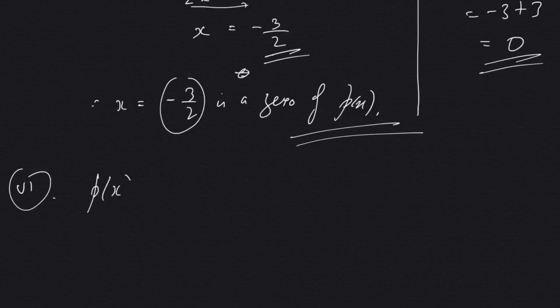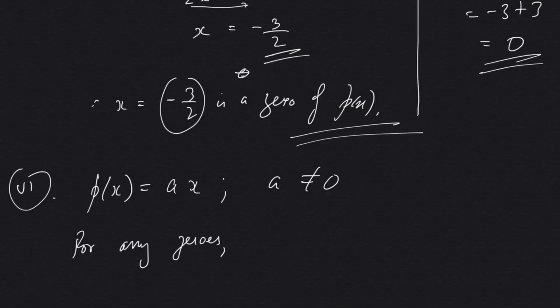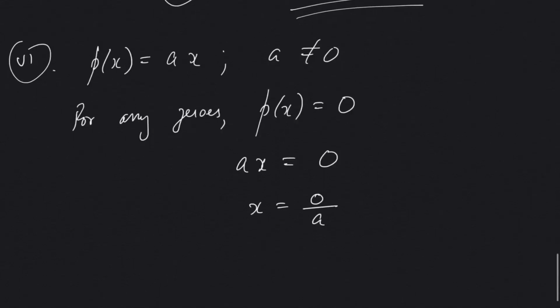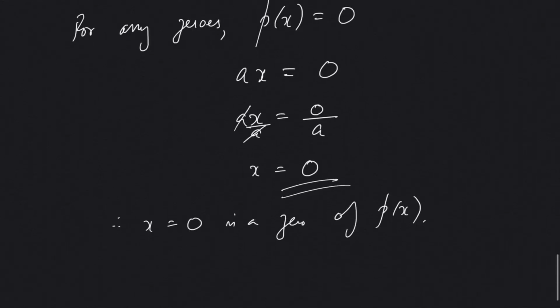p(x) is equal to ax, a not equal to 0. Again with the same concept, for any zeros, our polynomial should turn to 0. Now what is our polynomial here? ax = 0. So x will be equal to 0/a, dividing both sides by a. So x = 0. So x = 0 is a 0 of our given polynomial. So here our value of x is 0.